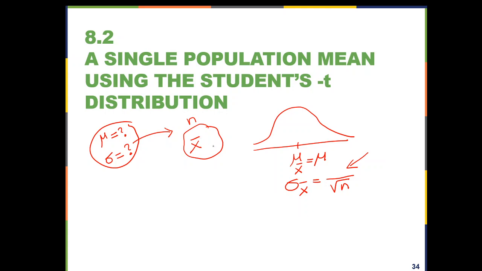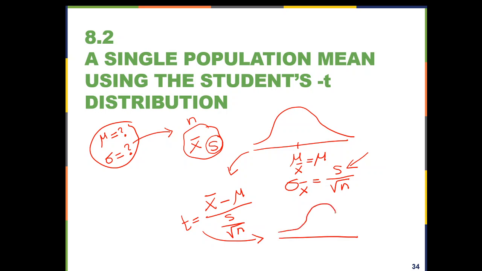So what do we have to do? Well, people used S instead. So that's the standard deviation of the sample. But they realized that when they converted the x bars, so if you take the x bar and subtract mu, and divide by s over square root of n, you're not going to get z here. You're going to get something we call t, and the distribution of these t's doesn't look like the distribution of z's, but it looks like the distribution of t's.